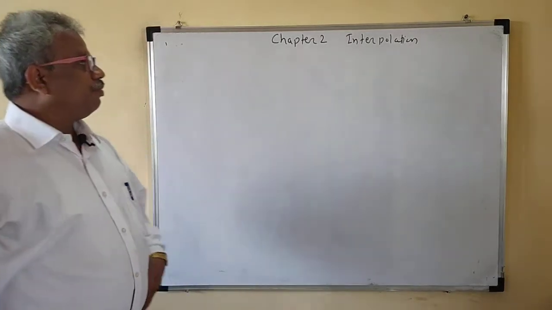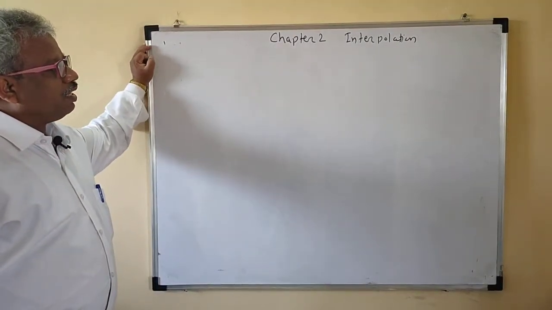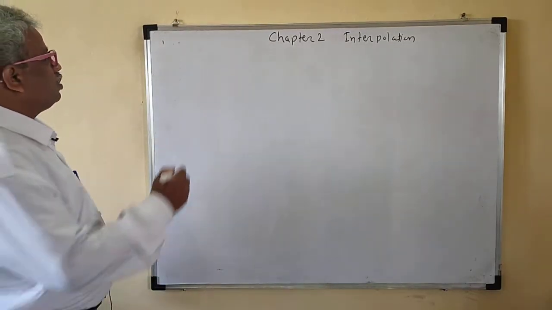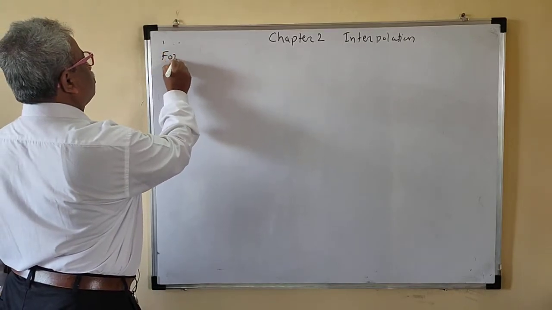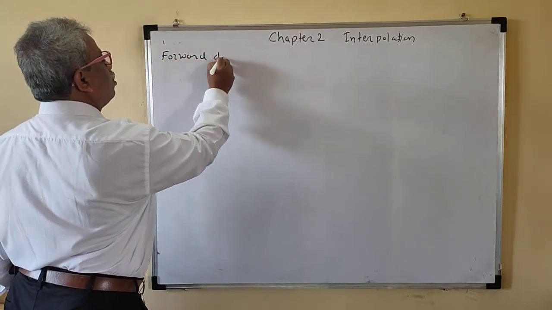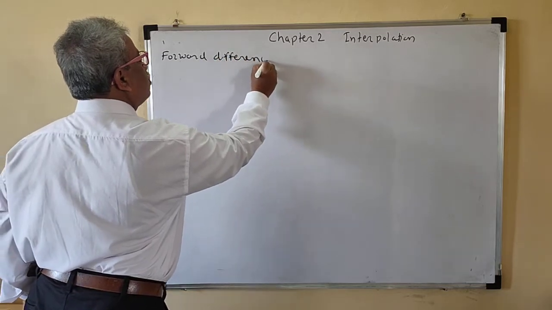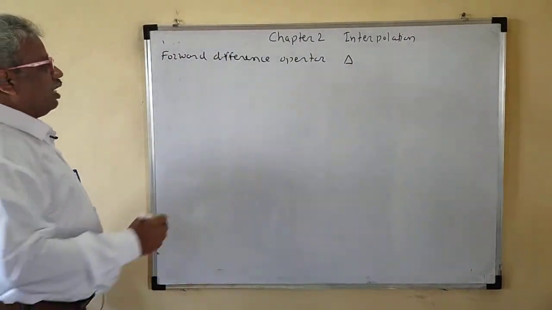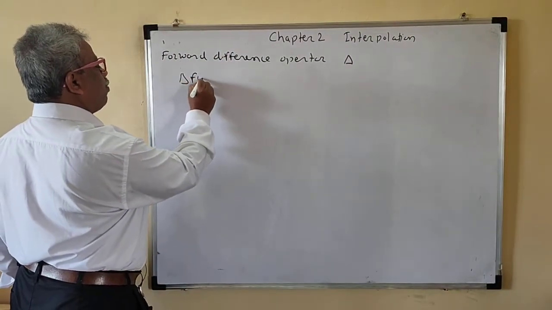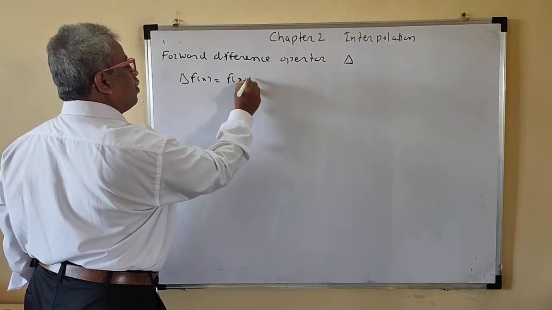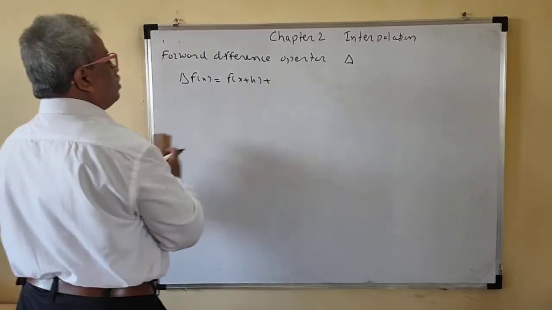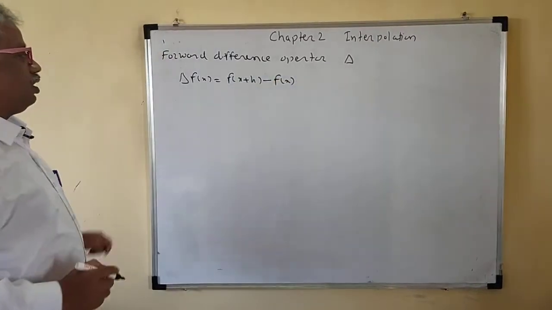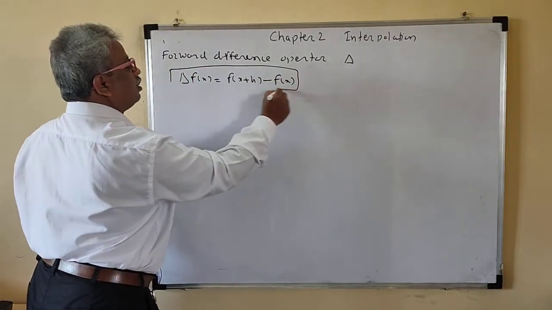Now we will begin the second chapter of numerical methods and its application. The second chapter is interpolation. For interpolation we have seen the first forward difference operator. It is denoted by delta and is defined as delta f of x is equal to f of x plus h minus f of x. You should remember this. This is the definition.